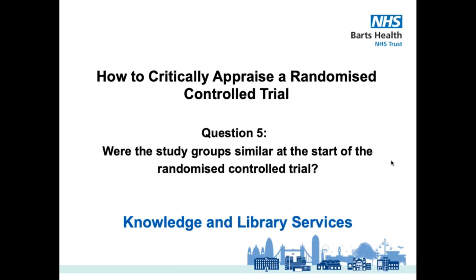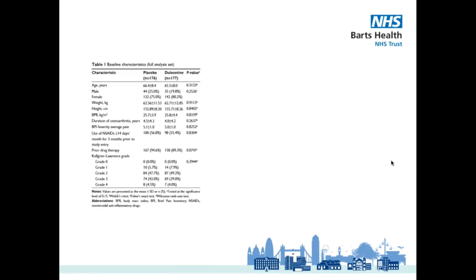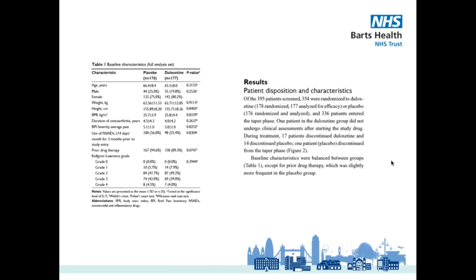To answer this question, then, we need to look for a baseline characteristics table, which shows us how the people making up the different groups of our study compare at the start. In our paper, this is Table 1 on page 812. You usually expect to see a table like this early in the results section, with a brief report of the makeup of the groups and any differences, as we see in the patient disposition and characteristics paragraph on page 811 pictured.